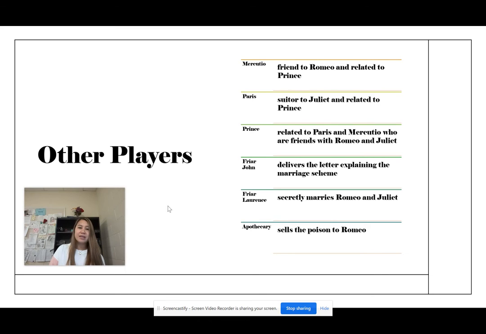Next, other players. These are the other characters of the play, but they are not blood related to the Montagues nor to the Capulets. Led by Mercutio, a friend to Romeo and related to the prince.